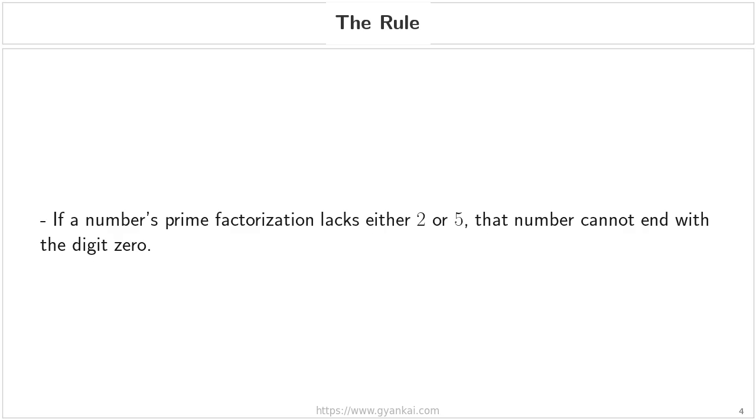The rule. Now, let's distill everything we've just discussed into a single, golden rule. Based on the logic we saw in the previous slide, that a number needs both 2 and 5 to create a 10, we can conclude that if a number's prime factorization lacks either the prime factor 2 or the prime factor 5, that number simply cannot end with the digit 0. It's a definitive test. If even one of those two essential ingredients is missing, the possibility of ending in 0 is completely ruled out.